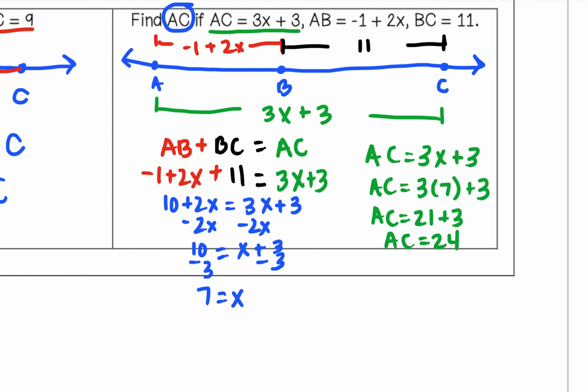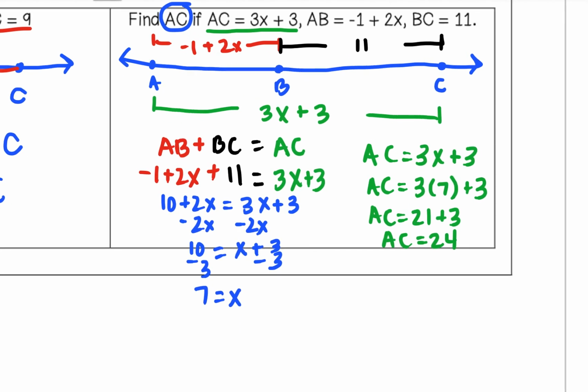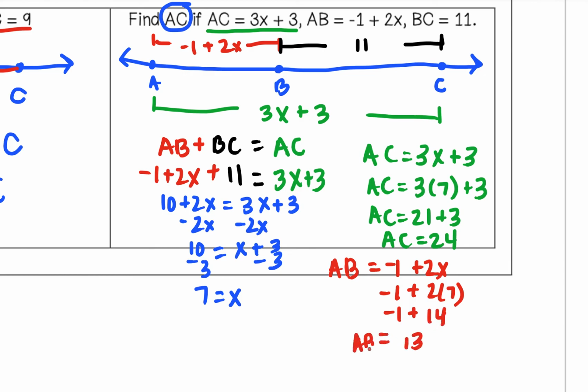Now you can go ahead and check this by solving for that other segment that was up there. AB was given to us as -1 plus 2x. When I evaluate it for x is 7, I get -1 plus 14, which is 13. So we know that AB is 13. If that is the case, then we should say 13 plus our segment BC, which was 11, should equal our whole segment AC, which we solved for as 24, and that is a true statement, so that's how we can confirm that we got that answer right for AC.